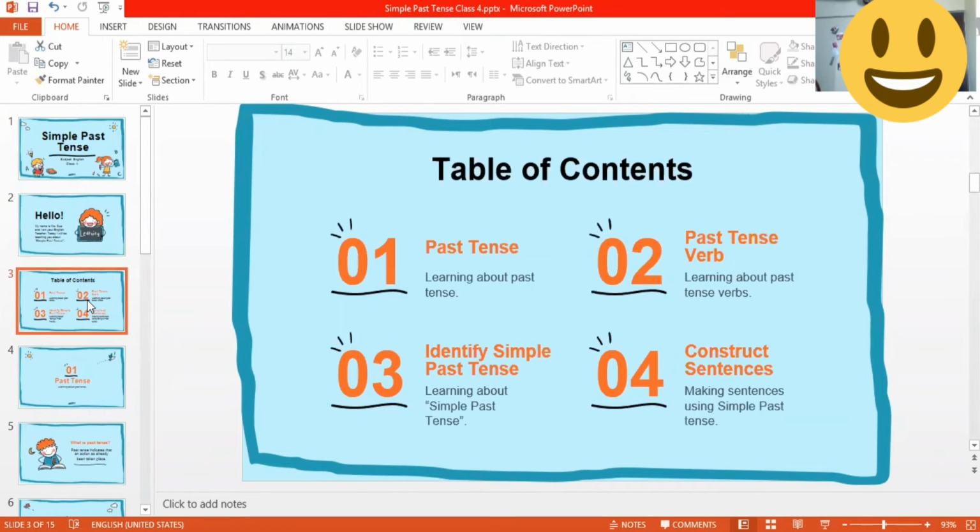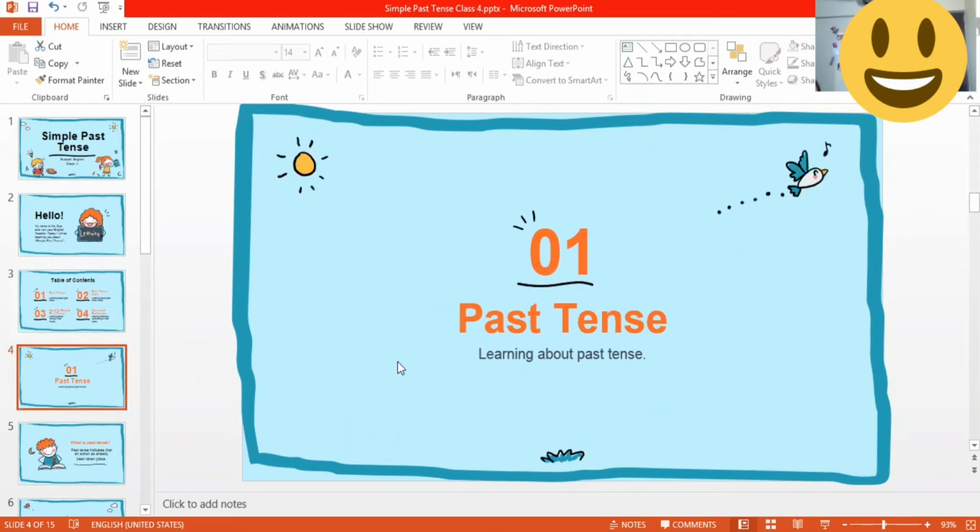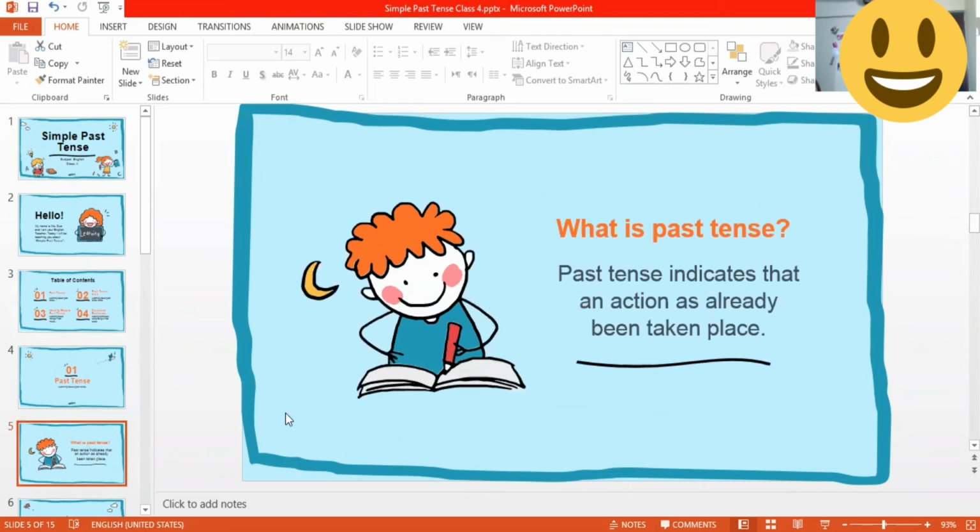The table of contents, the topics that we're going to study today, are past tense, verb, then there is identify simple past tense, construct sentences. Okay, first, past tense. We're going to learn about what past tense is. So what is past tense?